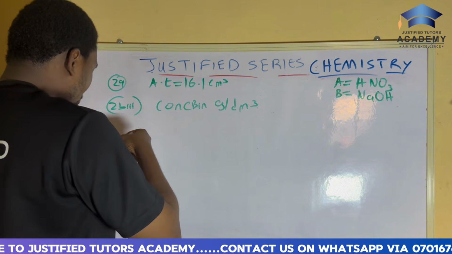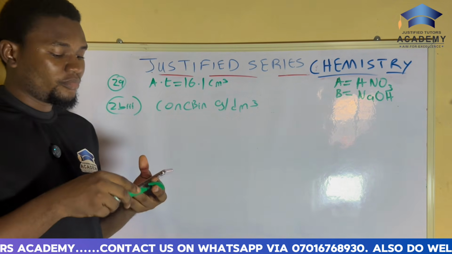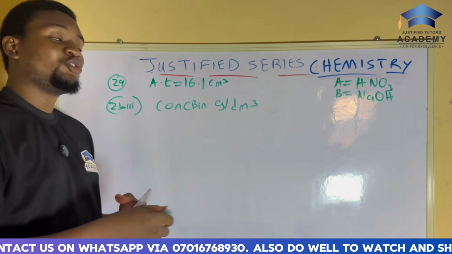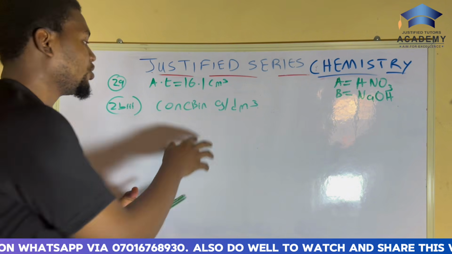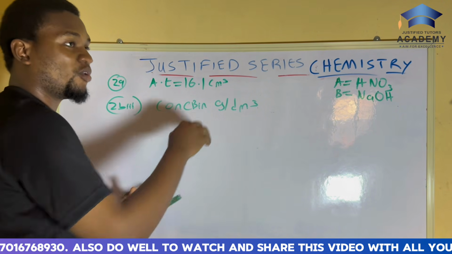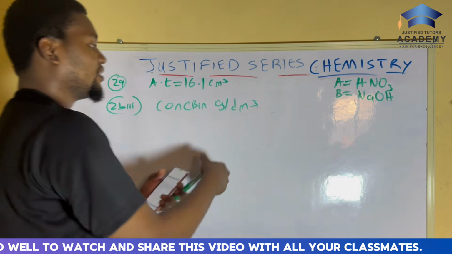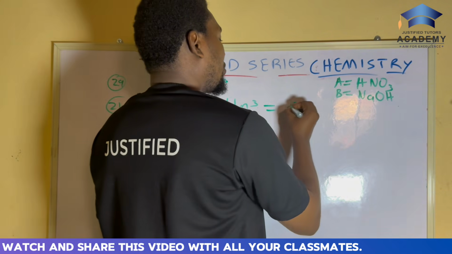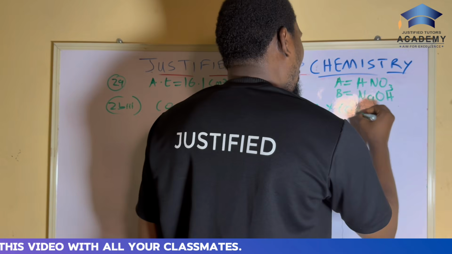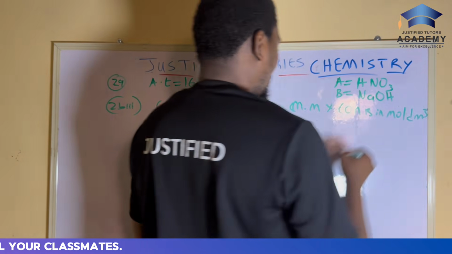So you use the normal formula. The conc of B in gram per dm cube is usually the conc of B in mole per dm cube times the molar mass, which is the same as conc in gram per dm cube over molar mass. That's the formula.